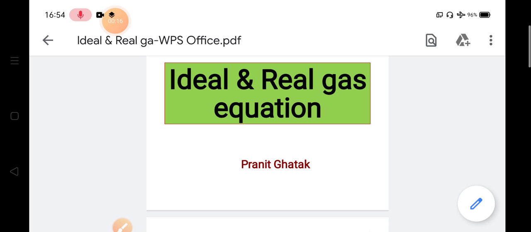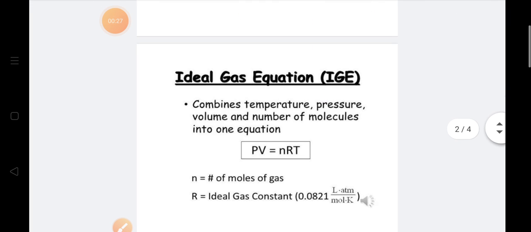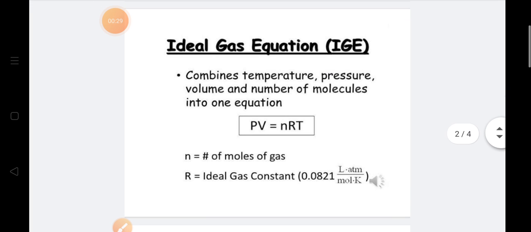So let's begin. As you can see from the heading itself, today's topic is ideal and real gas equations. The first topic of the day is the ideal gas equation.